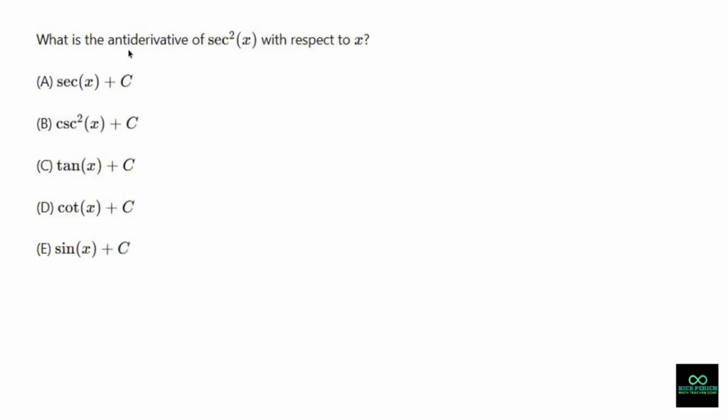What is the antiderivative of secant squared x with respect to x? Well, antiderivative is just fancy talk for integral. So this is asking for the integral of secant squared x dx. And this is just flat out memorization. Hopefully you remember from the regular derivative parts that the derivative of tangent is secant squared x, so the antiderivative of secant squared x is tangent x.